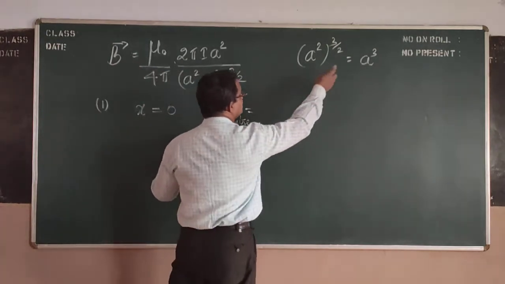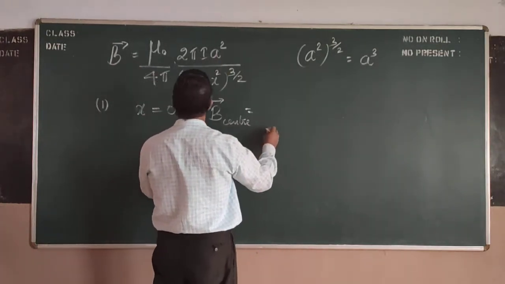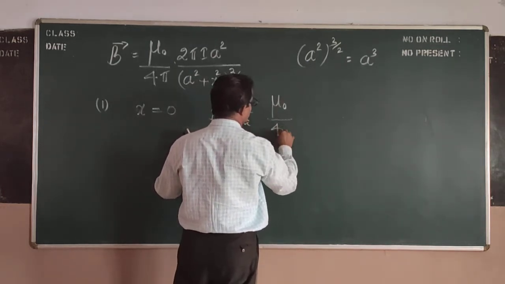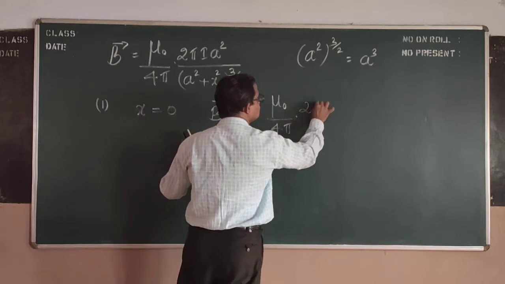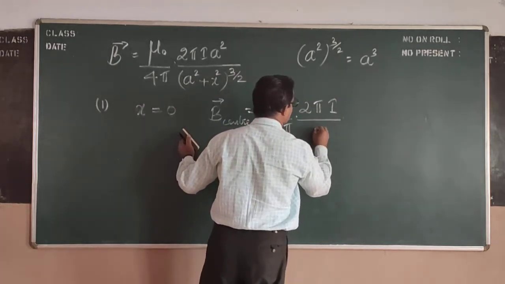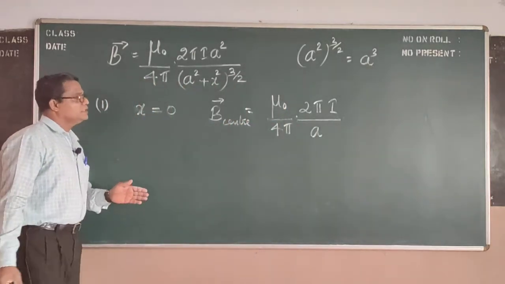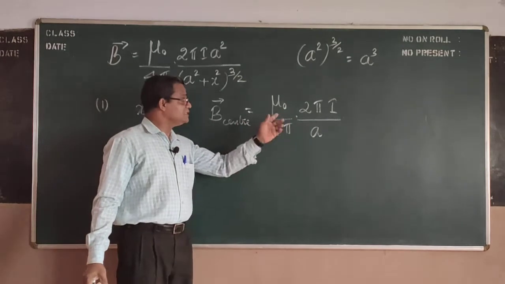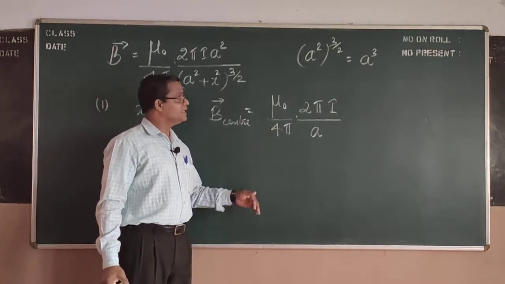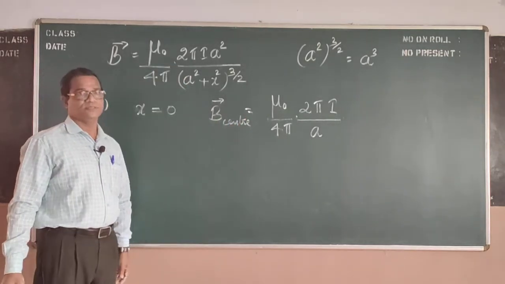we get this a square, a cube, and there is a square coming, and finally we get the field equation as mu 0 by 4 pi into 2 pi I divided by a. This is the field at the center, and this we have derived earlier. So we get the same result from this equation.